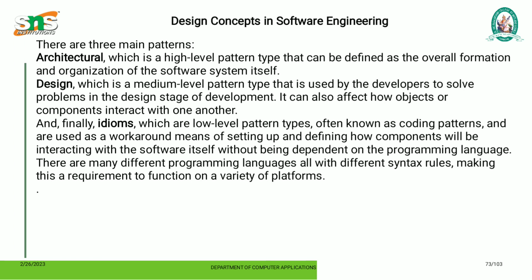Architecture is a high level pattern type that can be defined as the overall conformation and organization of the software system itself. Design is the medium level pattern type, which is used by developers to solve problems in the design stage of development. It can also affect how objects or components interact with one another. And finally, idioms are low level pattern types, often known as coding patterns, used as a workaround means of setting up and defining how components will interact in the software itself without being dependent on programming languages. These are different programming languages, all with different syntax rules, which requires functioning on a variety of patterns.